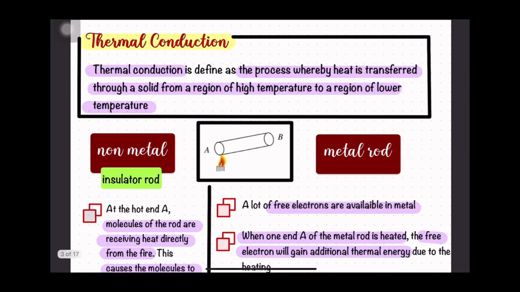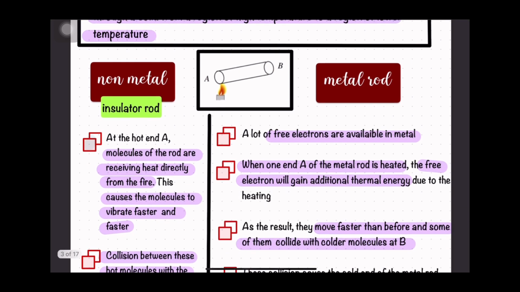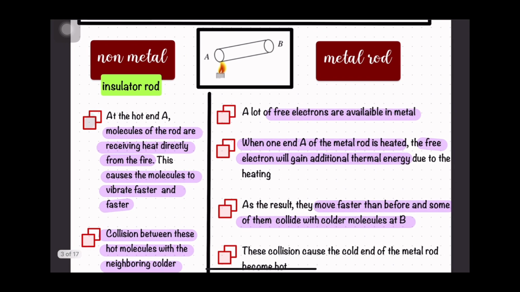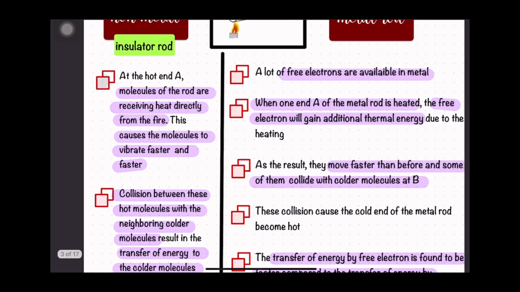Okay. So, thermal conduction. Thermal conduction is defined as the process whereby heat is transferred through a solid from a region of high temperature to a region of lower temperature. As you can see here, we have two types of transfer in metal and non-metal. Non-metal, most of it we call insulator rod. And metal rod is mostly a conductor rod, kan. Okay, so kita dulu untuk non-metal or we call it as insulator rod.